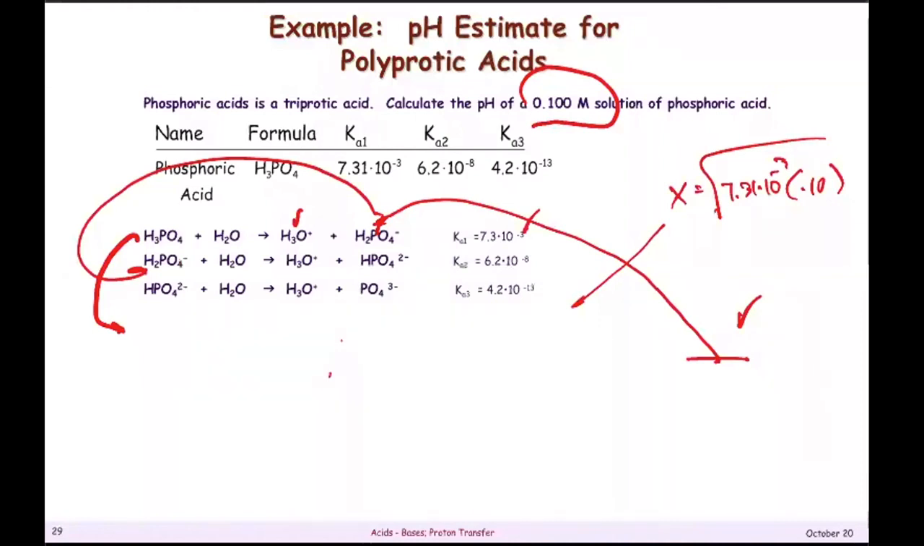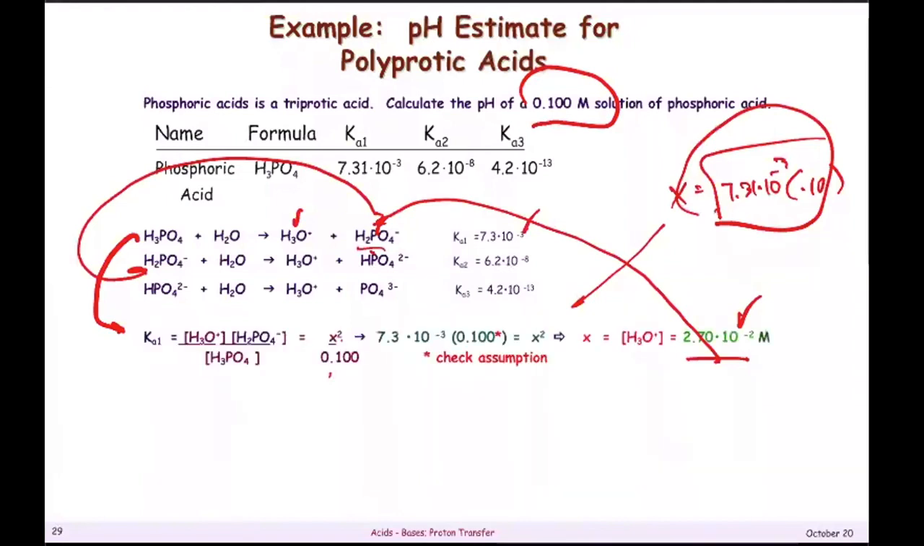There are three steps. How do you know there are three steps? It's a triprotic system. You're starting out with H3O plus. So once I figure out what this concentration is, right here, which is my dihydrogen phosphate, I can put it in my initial line. You see how I take this number right here, and in the next step, I use it for this concentration right here.